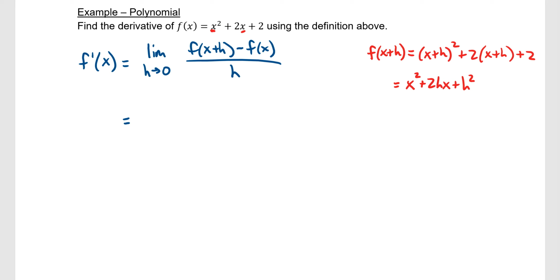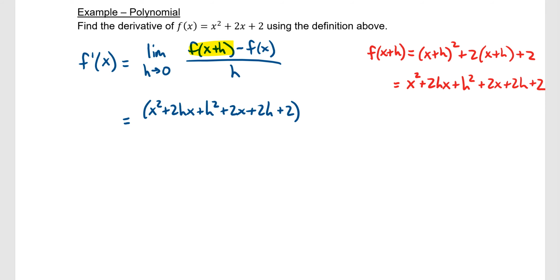I like to use the shortcut version for that and say it is the first one squared plus 2 times both of them together plus the second one squared. Okay, and then the next one we have to distribute 2, so plus 2x plus 2h, and then plus that last 2 at the end. So we actually can't simplify that anymore, so we're done with that. Let's go ahead and substitute that in. Instead of f of x plus h, we're going to have x squared plus 2hx plus h squared plus 2x plus 2h plus 2.